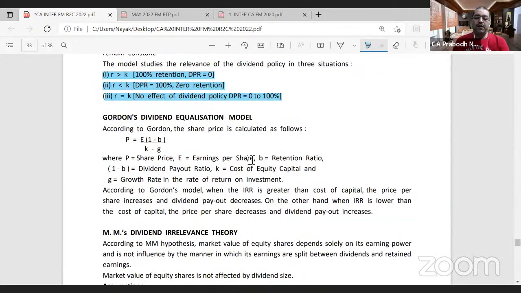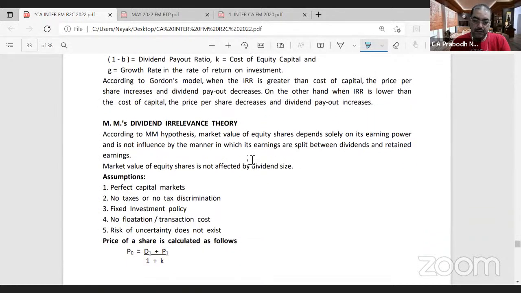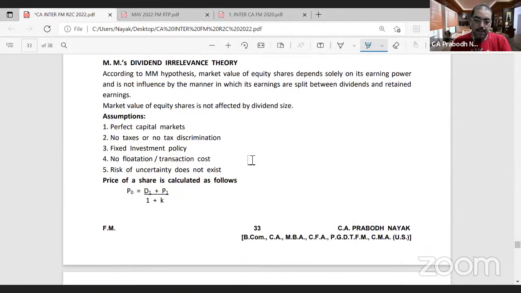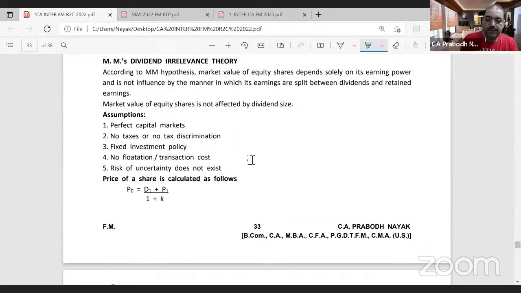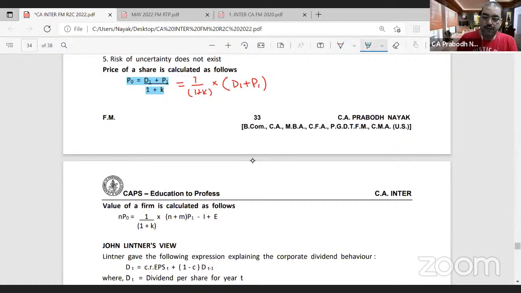Then Gordon's dividend equalization model. Let's study this one. Dividend irrelevance theory. This formula is the one which we sometimes also write as 1 upon (1 plus K), and we separate it into E1 plus P. So this gives the price of a share calculation and value of a firm. These two formulas are important.